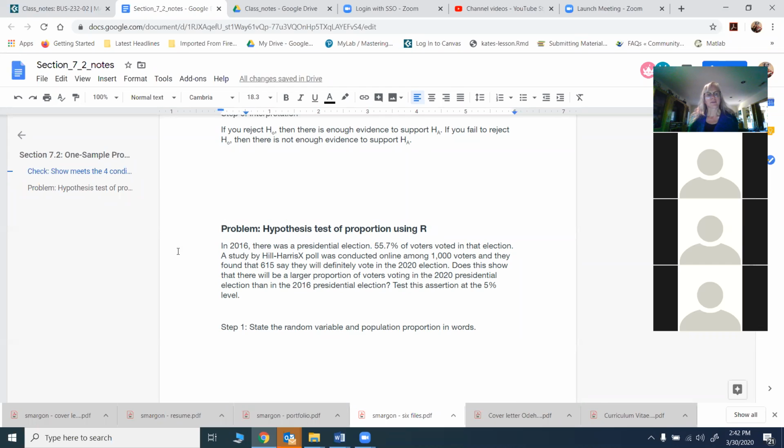So in 2016, there was a presidential election. I think you all know that. 55.7% of voters voted in that election. So a recent study by Hill Harris X poll was conducted online among 1,000 voters, and they found that 615 said they would definitely vote in the 2020 election. Now, the 2020 election is this November, so we have some time before this happens. What we want to know is, does this show that there's a larger proportion of voters voting in the 2020 presidential election than in the 2016 presidential election?